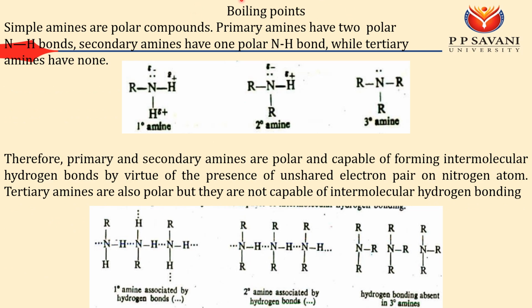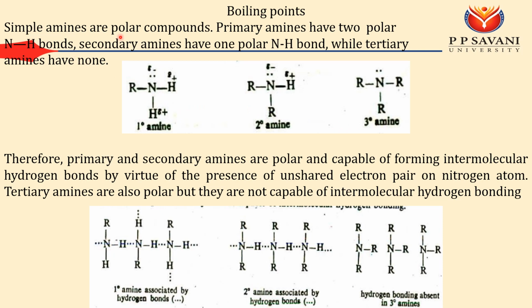Boiling point is tricky here, because nitrogen has one lone pair of electrons, so it can easily make a hydrogen bond. That's why you can see some kind of unevenness if I am comparing the boiling points of primary, secondary and tertiary amines.